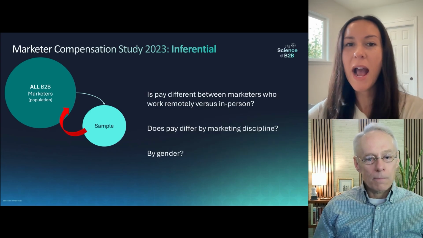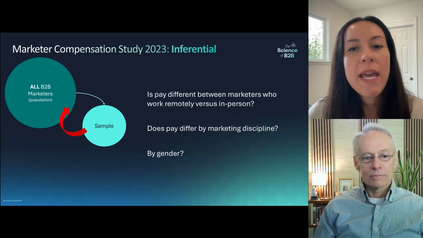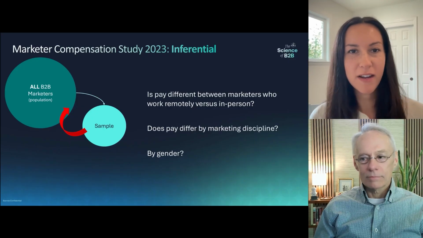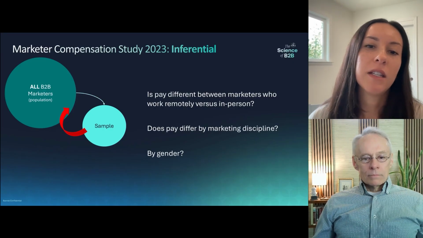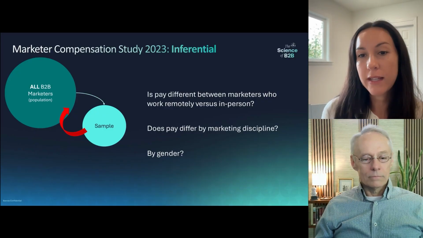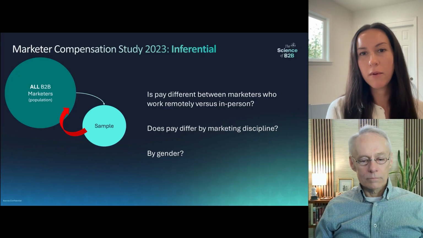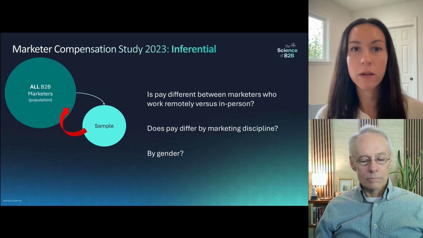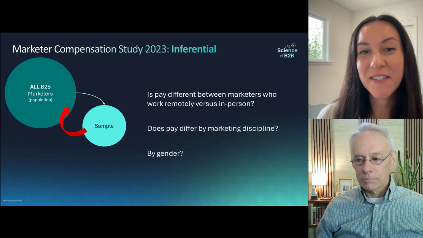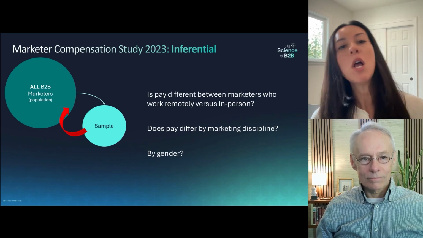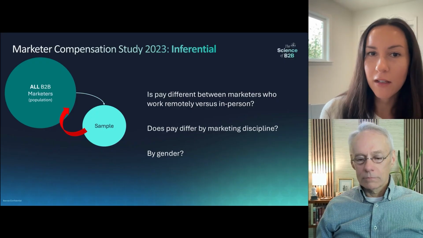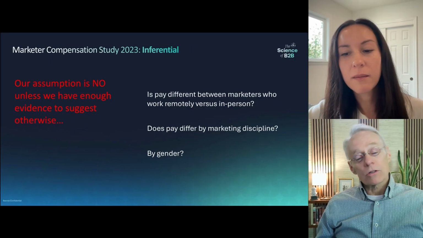Exactly. So if we want to ask other questions like, is pay different between marketers who work remotely, in person, hybrid? Does that differ in the broader population of marketers? Does the pay differ by marketing discipline, by gender? This is when we use our sample to ask questions like that about the broader population of marketers. So when we do write a report or a benchmark, we can confidently say, and there's specific confidence levels that we can have in statistics that we'll talk about later, but we can say with a certain amount of confidence that whatever result we found does likely reflect the broader population, or maybe it doesn't. Or under what circumstances does it?